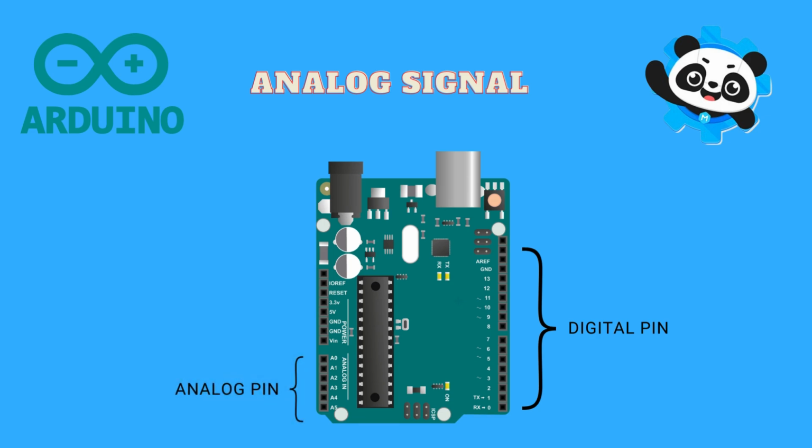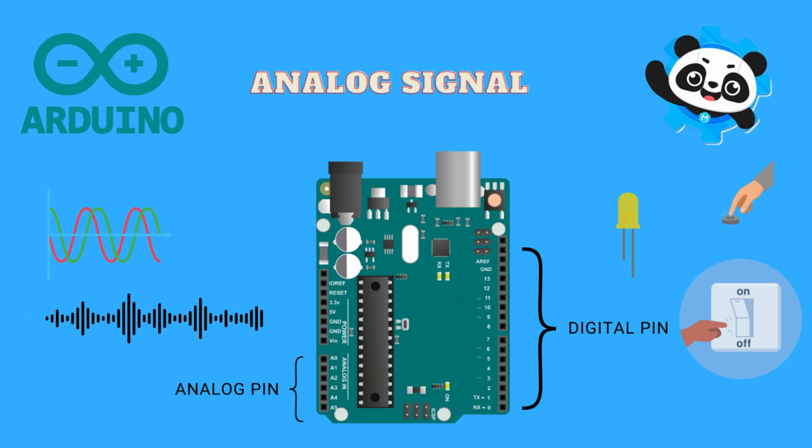Arduino digital pins are used to send digital signals to other devices such as LEDs, sensors, or actuators. They can be either in a high or low state, representing binary on or off signals. These pins can be used for digital inputs or outputs, and can also perform simple digital operations such as reading button presses and controlling LEDs.